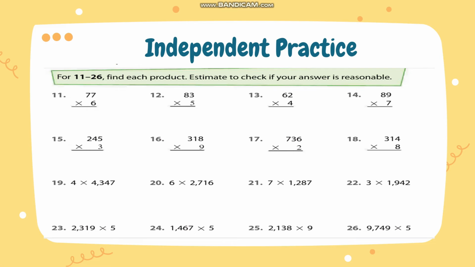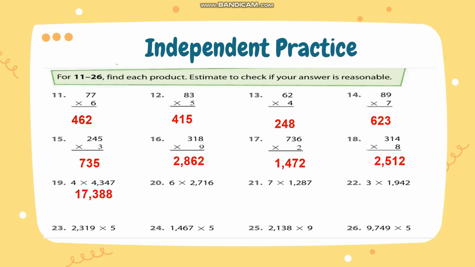Time is up. The answer for number 11 is 462, number 12, 415, number 13, 248, number 14, 623, number 15, 735, number 16, 2,862, number 17, 1,472, number 18, 2,512, number 19, 17,388. Number 20, 16,296. Number 21, 9,009.